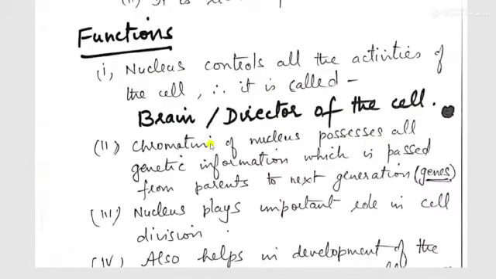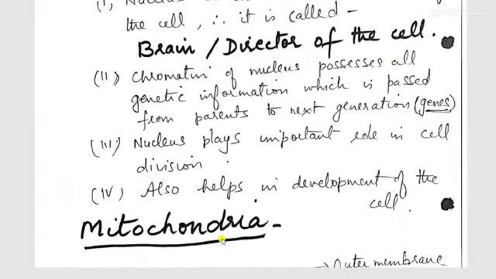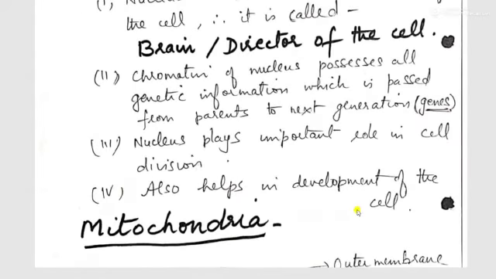Second, the chromatin of the nucleus possesses all genetic information which is passed from parents to the next generations through genes. Third point is the nucleus plays an important role in cell division. Fourth, it also helps in the development of the cell.